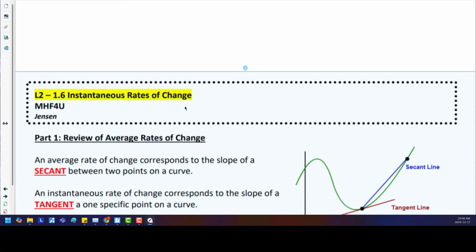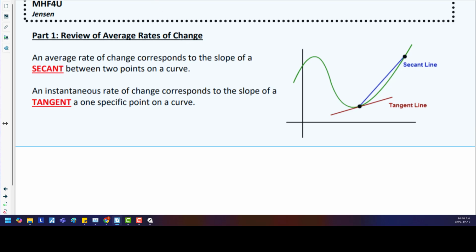So once again, just to review, a secant is when you have 2 points on a graph and you connect those 2 points with a straight line and you find the slope. Usually that's what you're looking for. The average rate of change has to do with the secant. So the secant line is called this line, and the average rate of change is when you find the slope of a secant line.